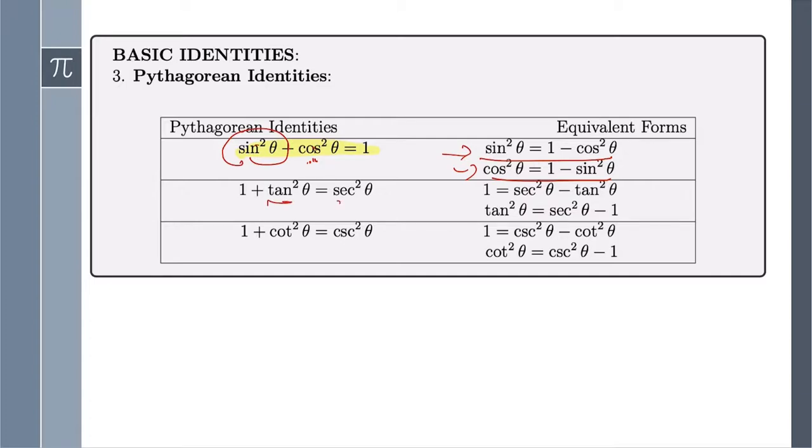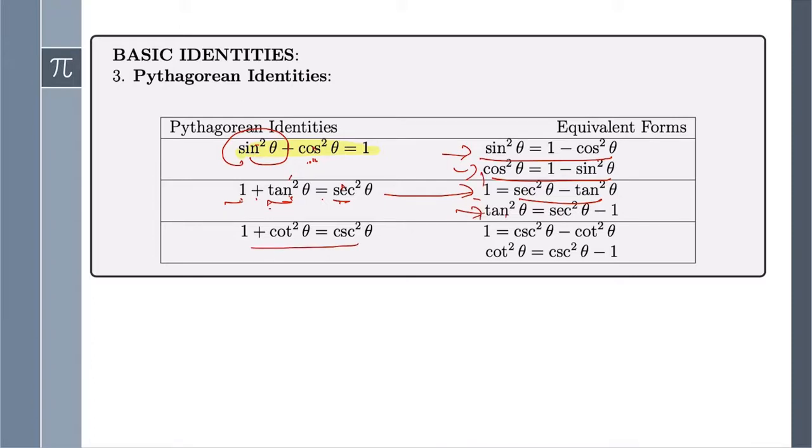Now, tangent and secant are related with that Pythagorean identity. Okay, so 1 plus tangent squared theta equals secant squared theta. We're not going to prove this, we'll just use it. If you want, you can use the right triangle concept that I just showed you for the first one. Now, if you subtract tan squared on both sides, then you get 1 equals secant squared minus tangent squared. That's another equivalent form of that one. And then if you solve for tangent squared theta, if you subtract 1, then this is what you get. So these three are equivalent forms.